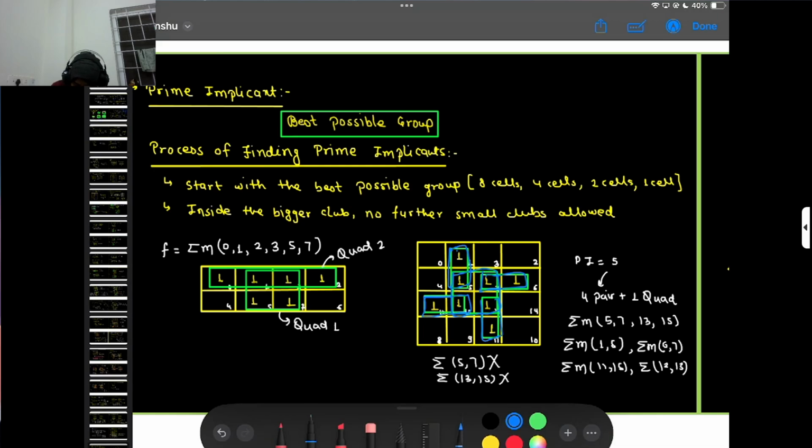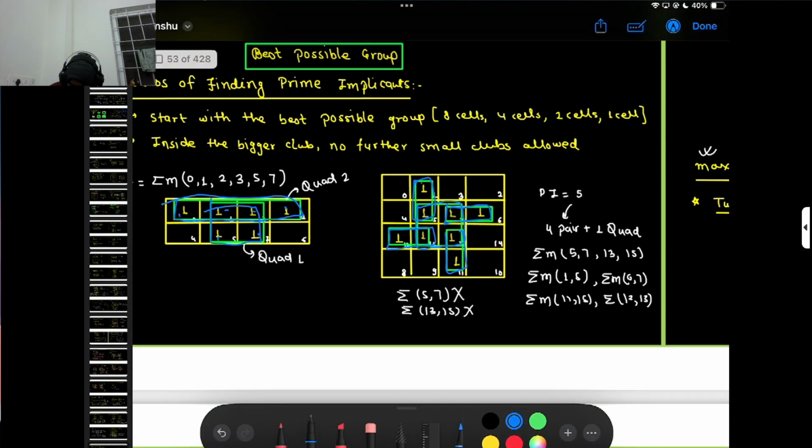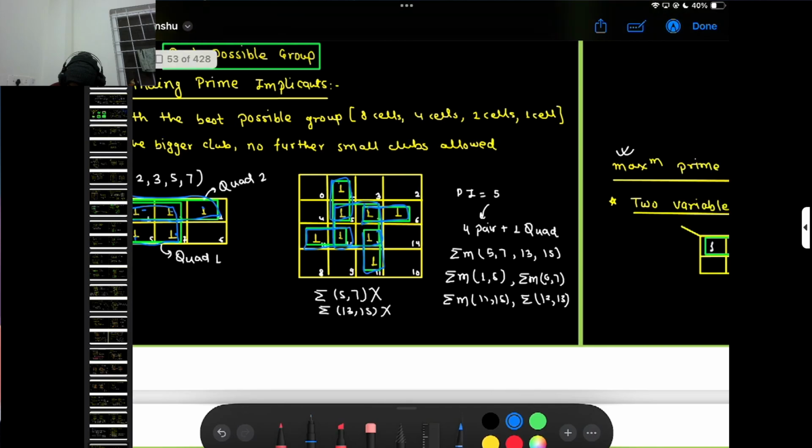Basically start with the best possible group: 8 cell, 4 cell, 2 cell, 1 cell. Inside the bigger cube, no further small cubes are allowed. That is the best possible group I told. And here is my 1 and 2, so there are 2 prime implicants. The implicants are 1 2 3 4 5 6, but the prime implicants are 2.